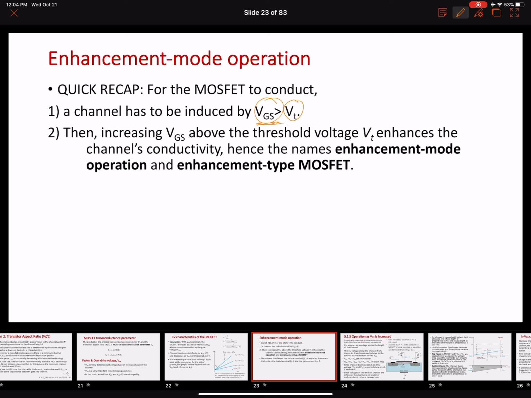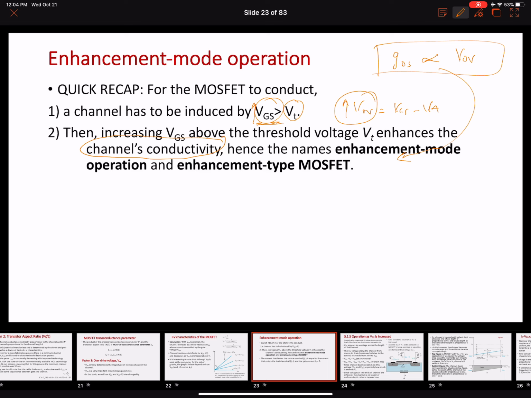And more importantly, again, this VOV is VGS minus VT. Once you increase this VGS beyond the VT, or more importantly, the greater the overdrive voltage that we put, the more conductivity the channel will have, right? So we talked about GDS being directly proportional to the overdrive voltage. This is essentially what the enhancement mode operation means, very simply put, right?